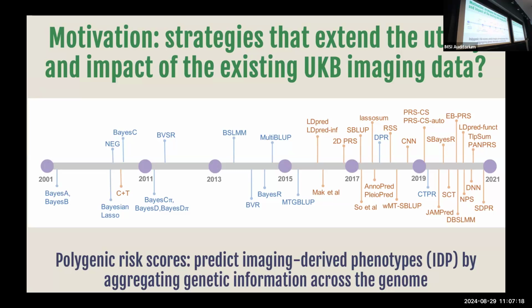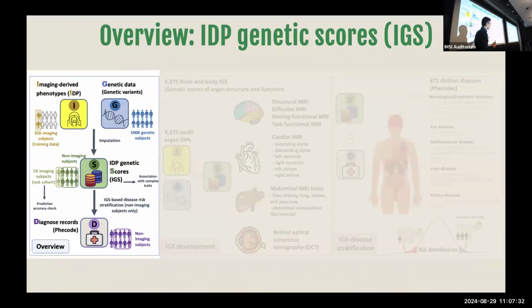This is one figure taken from a review paper by Shen's group from Yize, and they have a very nice review of all the methods already developed for polygenic risk score research. We basically use these methods to design the study.